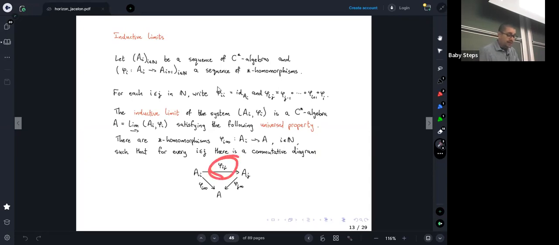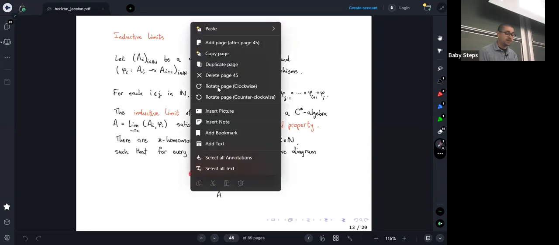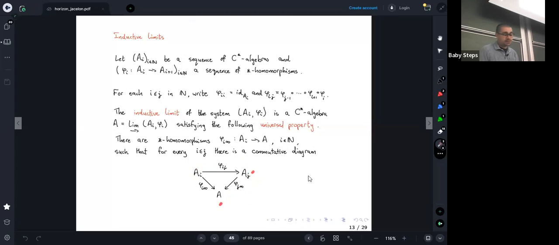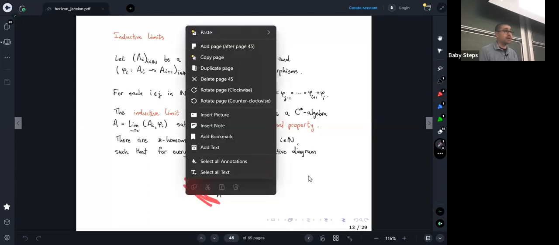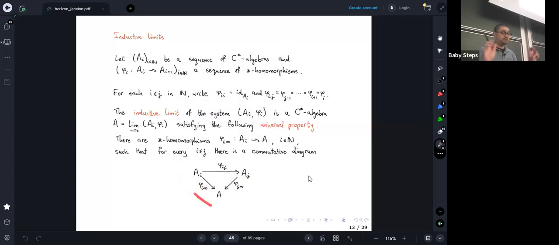we have these, as I said, connecting maps from A_i to any bigger A_j. What we also have are connecting maps from A_i into this inductive limit. And these are compatible with the connecting maps between A_i's and A_j's in this sense. So if I start with an A_i, I connect it to A_j, and then I map it to A, that's the same as doing just A_i into A. All right, so these maps, which I'm denoting by phi_{i,infinity} from A_i to A, make this diagram commute. All right, so this is the first half of the universal property I'm going to describe.